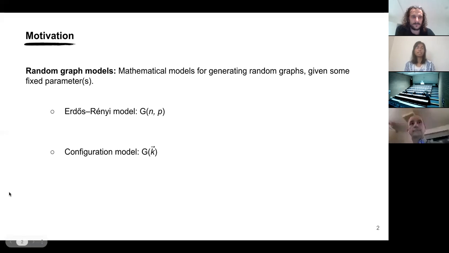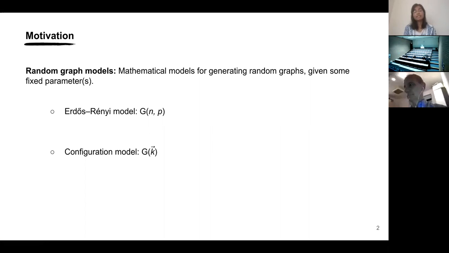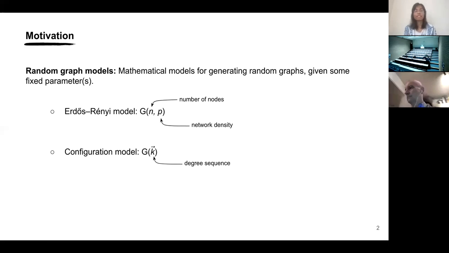As you might already know, random graph models are mathematical models that are widely studied in network analysis for generating uniform random graphs, where some constraint about the structure of the graphs to be generated is specified beforehand. For example, in the Erdős–Rényi random model, the number of nodes in the network to be generated and the network density are specified beforehand, while in the configuration model, the degree sequence is specified. There are other random graph models too, for example, the Chung-Lu model, where the degree distribution is specified.